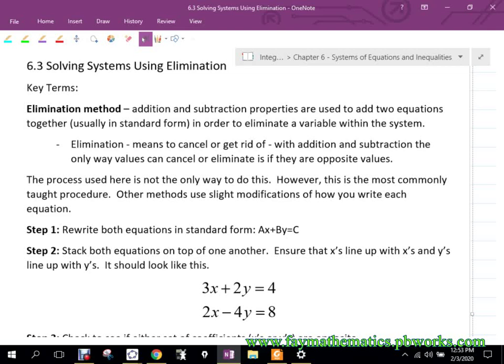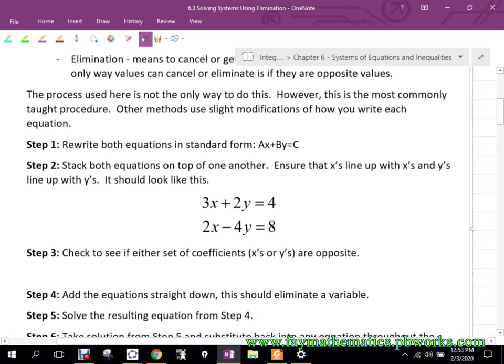I guess step 1 and step 2 are that. Step 3 says check to see if either set of coefficients, the x's or y's, are opposite. That's what we're hoping for. We're hoping that maybe the top one has a positive 2y and the bottom one has a negative 2y, or the top one has a positive 3x and the bottom one has a negative 3x. Either variable, it doesn't matter, but we hope that they are opposite coefficients.